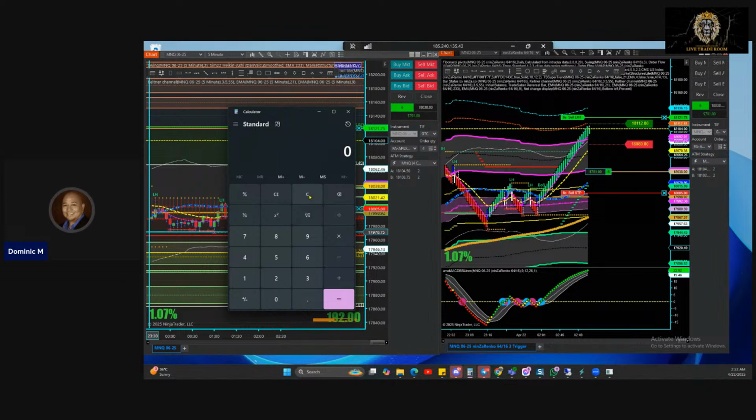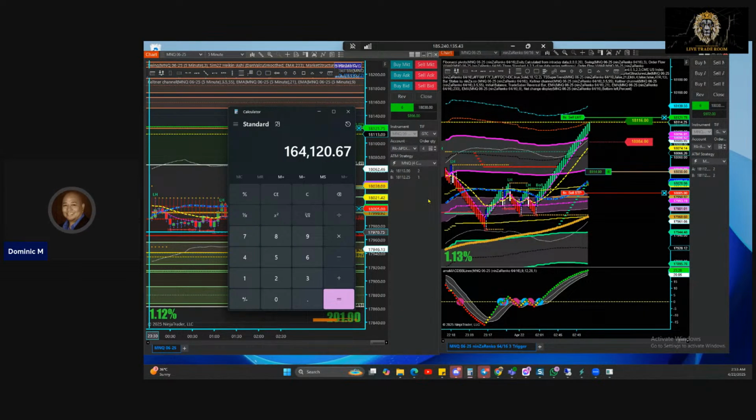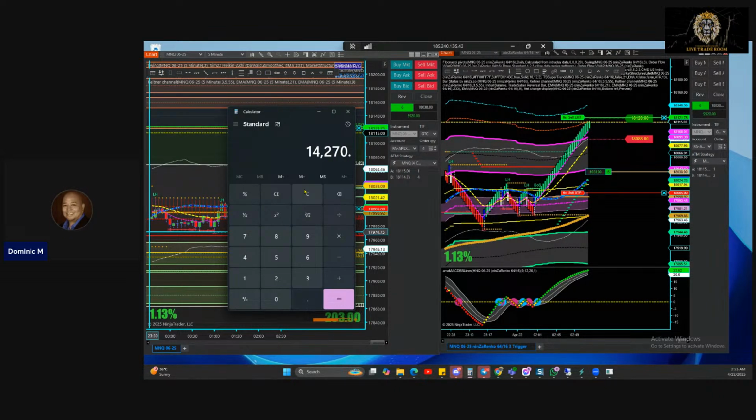So again, right now my balance is 164 until that closes at 120.67. If this closes, it'll be more than that. But now I can withdraw. Okay, let's say my profits are 14,000. Basically, that's what it is. What is it? It's 270. That's what it's updating all the time. That's my profits right now.